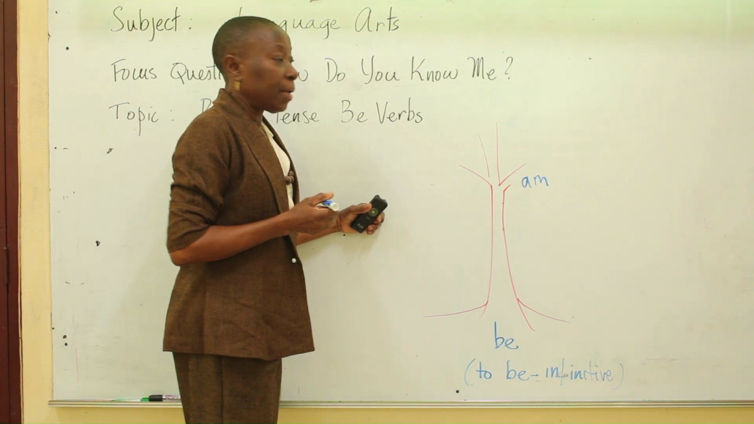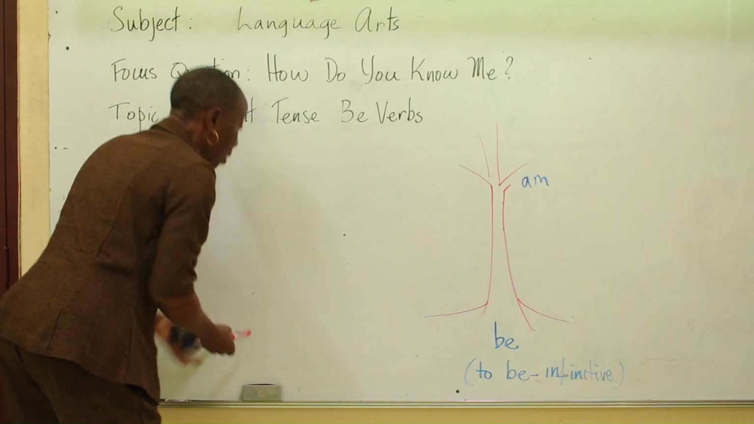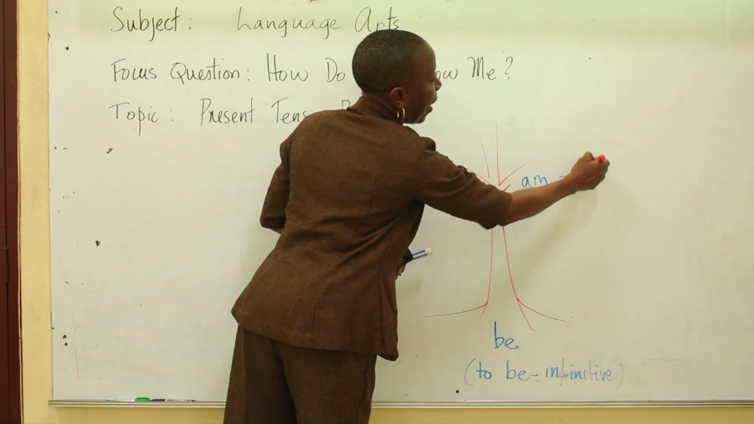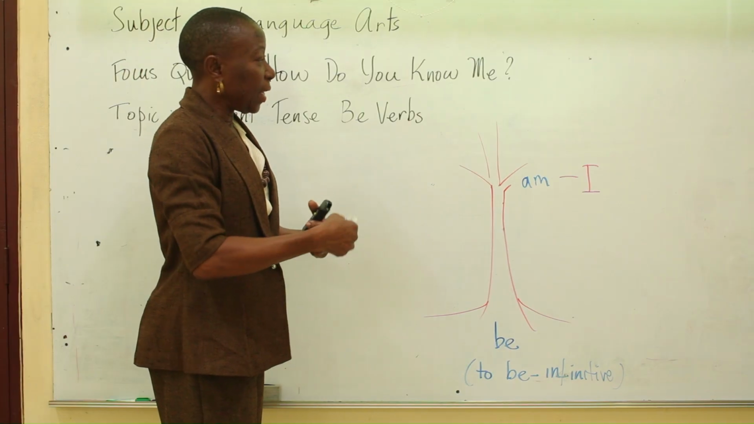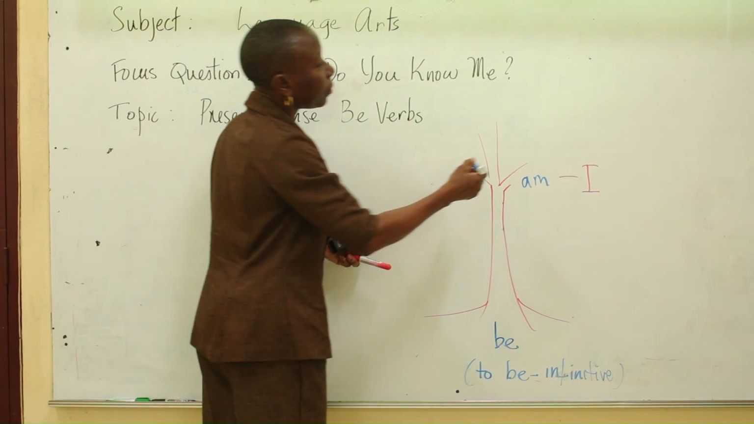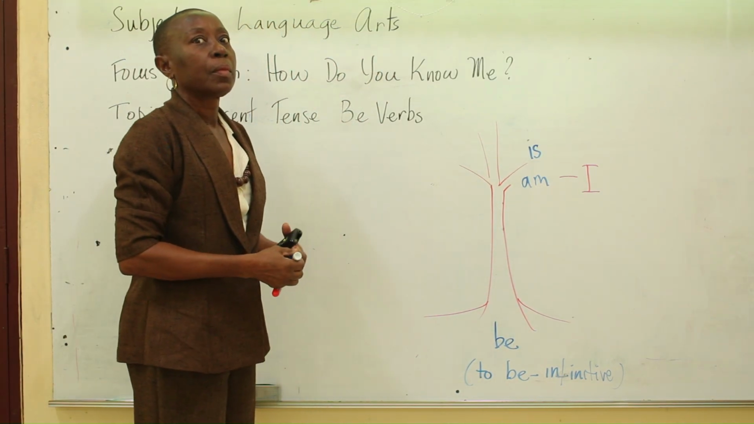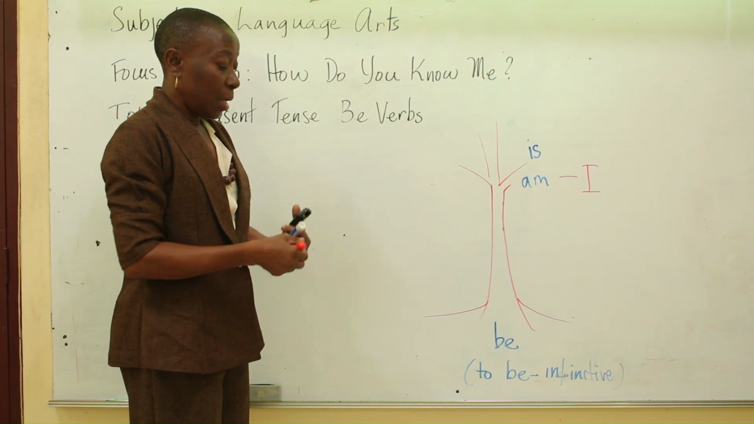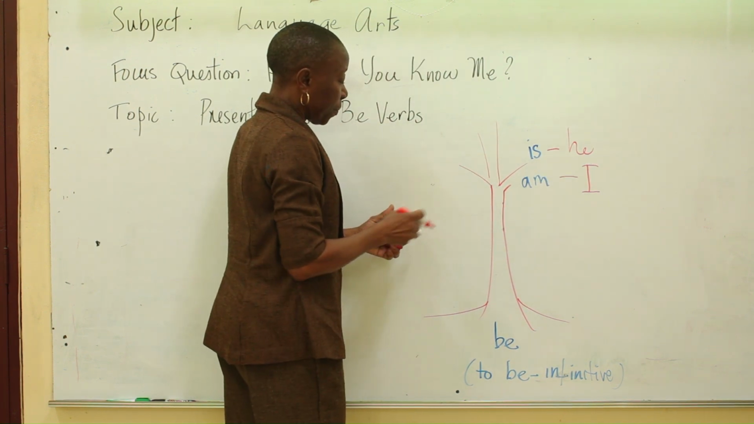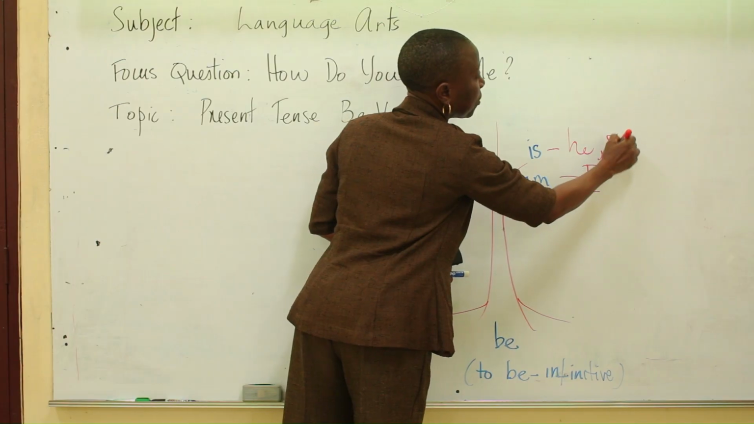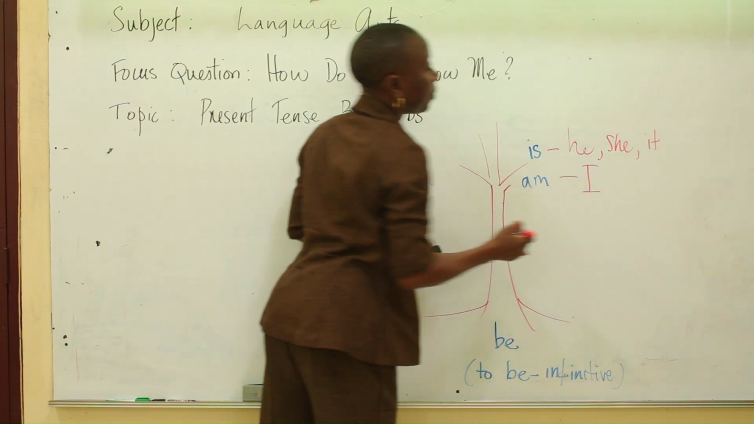Am works with I. So I will say I am. So I will use another color to say I. I am a girl. And then I have is. We say he is, or she is, or it is.